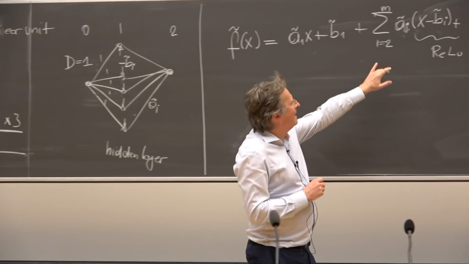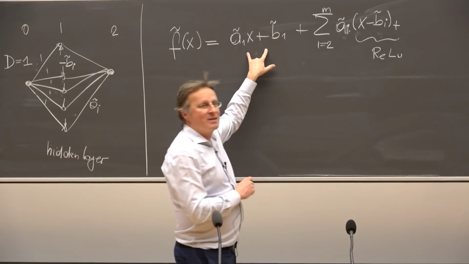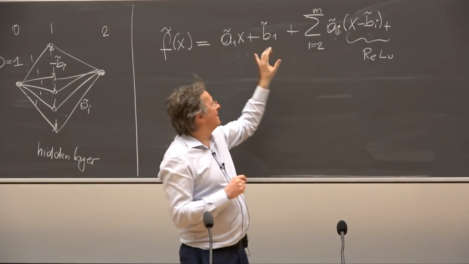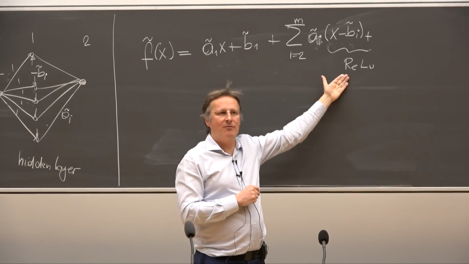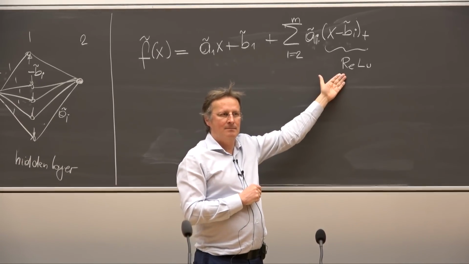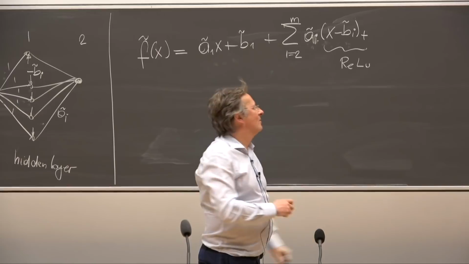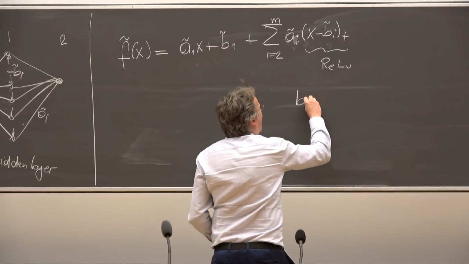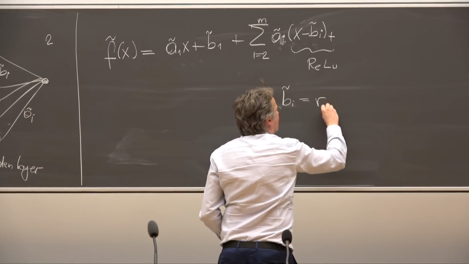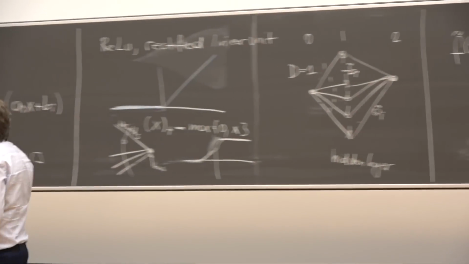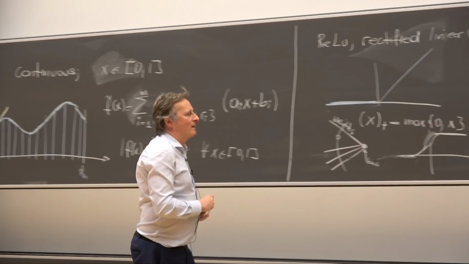Again, what I want is that this represents the first interval. So this means that all this thing better vanish in the first interval. This better be 0 in the first interval. So what happens is that the bi tilde are equal to the ri, or actually, I guess it's ri minus 1.